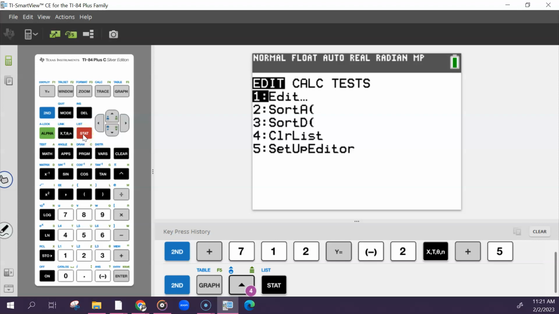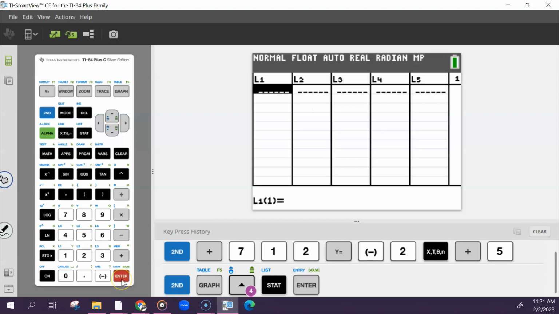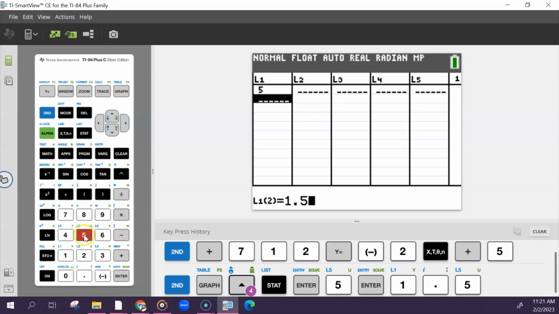And then it's already on edit, so you're going to hit 1 or enter. And you're going to get a list, really it's a table. L1 is where you're going to put X's. L2 is where you're going to put Y's. So you can do one of two things. Either type in the number and hit enter and it'll go to the next spot, or you can type in the number and hit the down arrow and it'll go to the next spot. So go ahead and start filling in your L1 and L2.